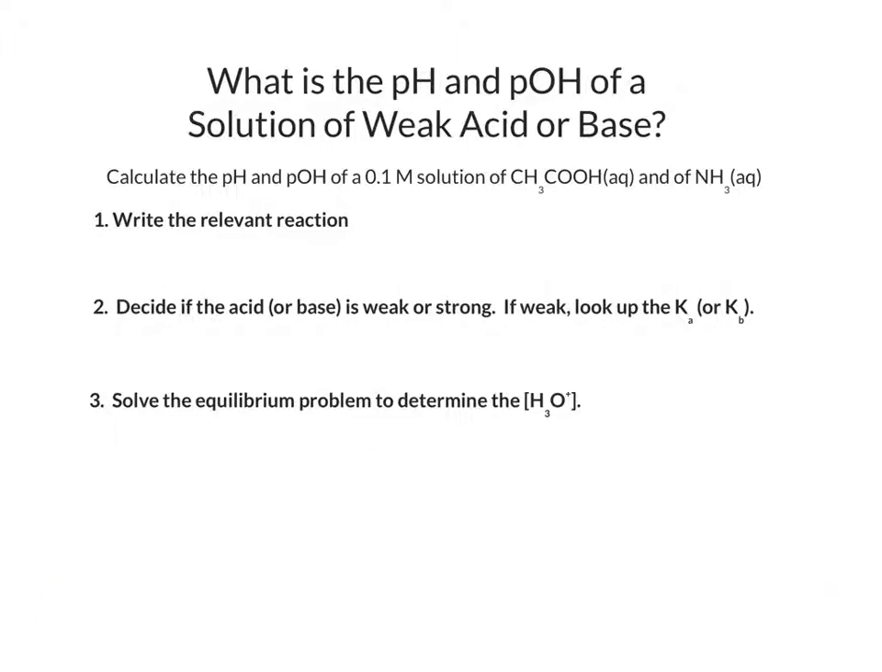Now it's your turn to find the pH and pOH of a 0.1 molar solution of ammonia. And I will tell you that ammonia has a Kb value of 1.8 times 10 to the -5. If you solve this problem correctly, you should find that the pOH is 2.87 and the pH is 11.13.